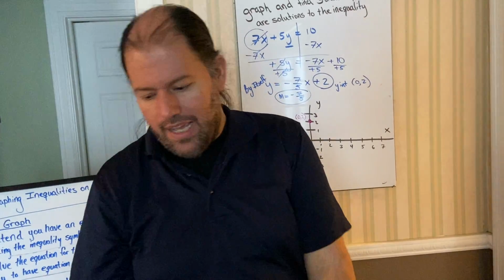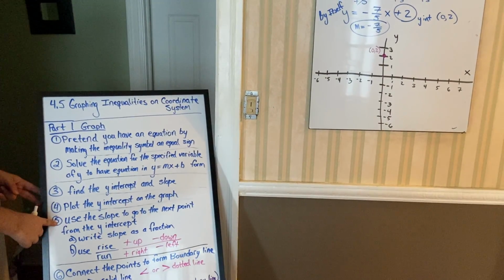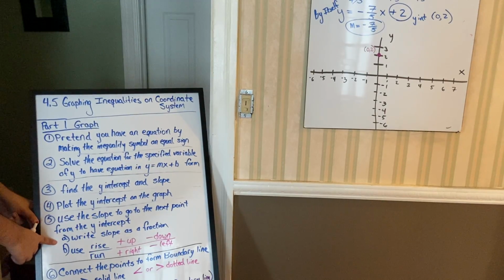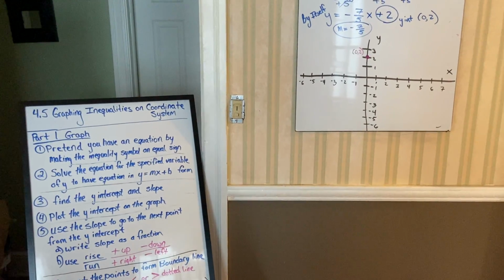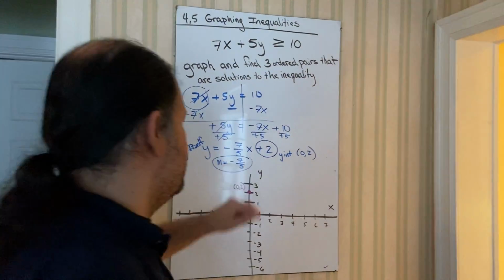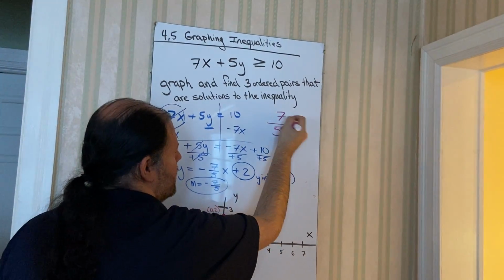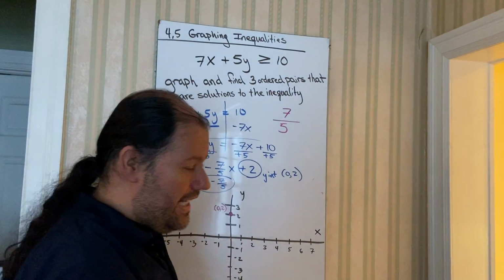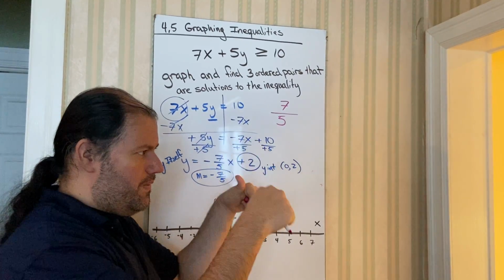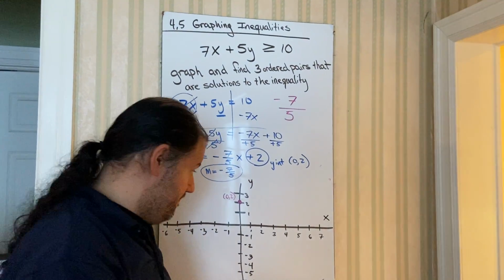Alright. How do we get our next point? That's step 5. Use the slope to go to the next point from the y-intercept. So make sure the slope is written as a fraction, and then use rise over run to figure out how you move to get to the next point. Notice we said our slope is negative 7/5. It's already a fraction, 7/5. Now it's your decision. When it's a negative in front, either put it on top or put it on the bottom. I'll put it on top. I don't know why, I like to put it on top.